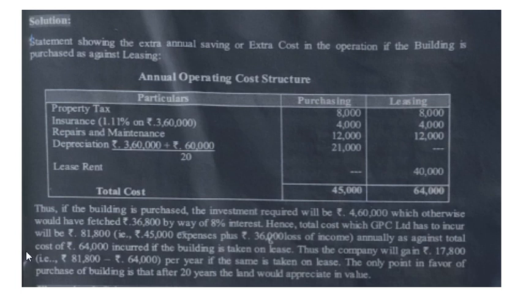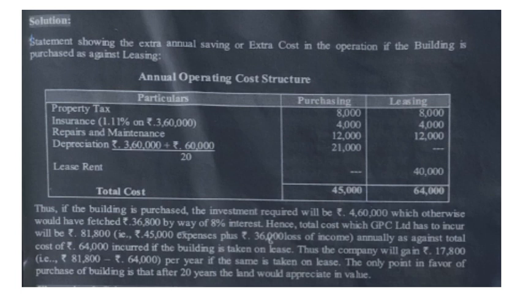Then annually, as against this, the total cost is 64,000 if the building is taken on lease. So if he decides to take it on lease, 64,000 expenses are to be paid by him. Thus the company will gain rupees 17,800. So how is he gaining 17,800? It is 81,800, which is the expense incurred if you're purchasing, including the loss of income of 36,800, minus 64,000 if the property is leased. The difference you get out of this is 17,800. So you will get a gain of 17,800 per year if the same is taken on lease.